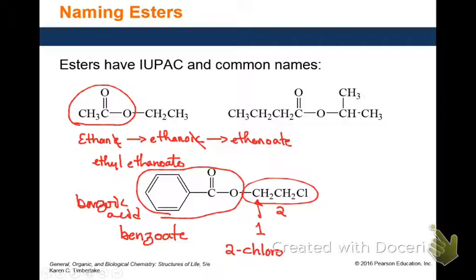So 2-chloro, right? And if it had been ethane, like 2-chloroethane, that would have been the name. So now it's 2-chloroethyl. So 2-chloroethyl benzoate.